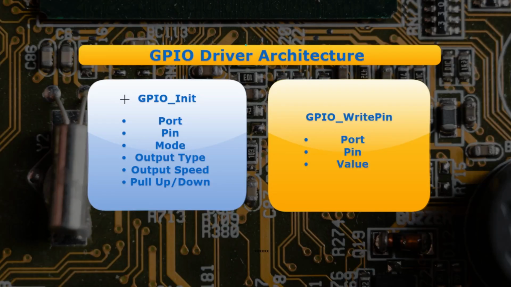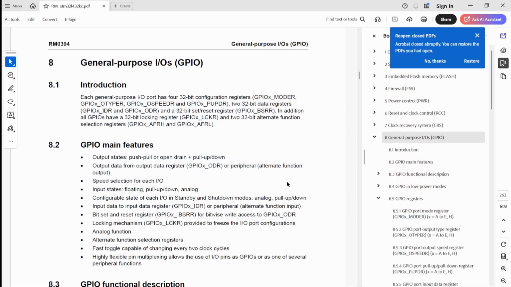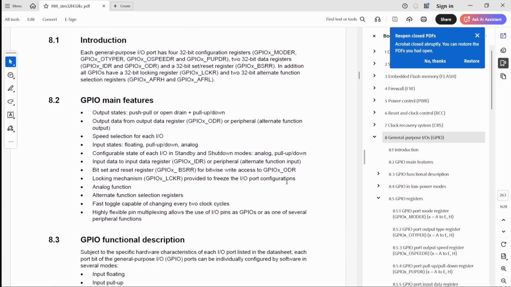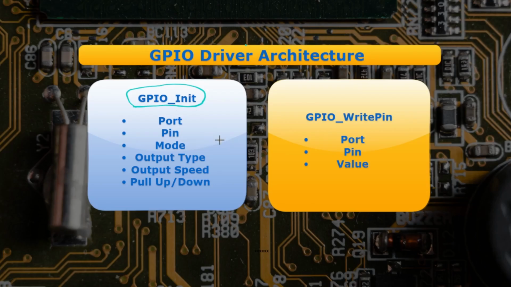Alright, let's talk about the functions that we'll be building today. The first function we'll be building is called GPIO init, this one right here. If you remember from the reference manual, there are several registers that are called configuration registers. We use these configuration registers to set up our GPIO peripheral. And then later, we use the bit set and reset register to turn on or turn off our port. But before that, we need to set up these configuration registers, and that's the purpose of this GPIO init function.